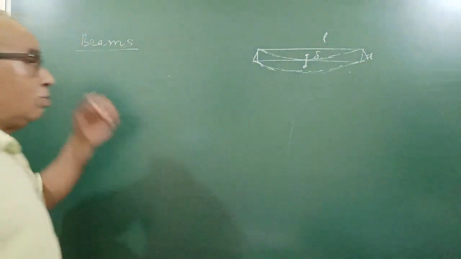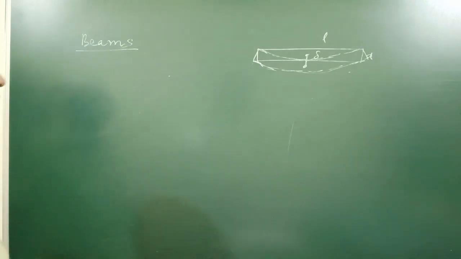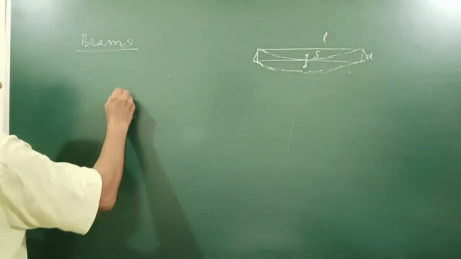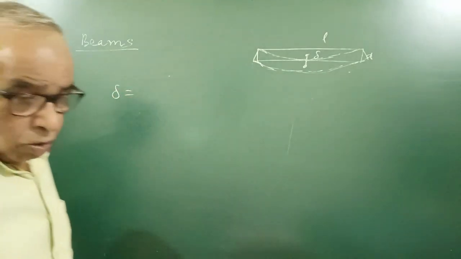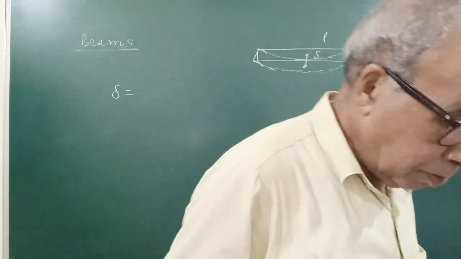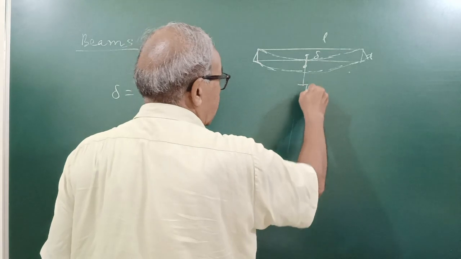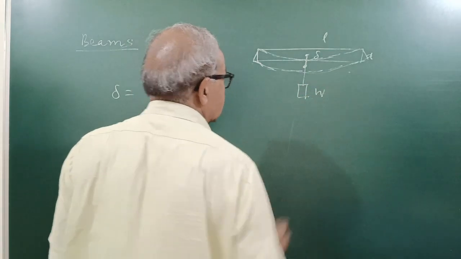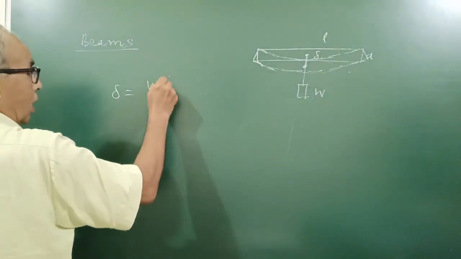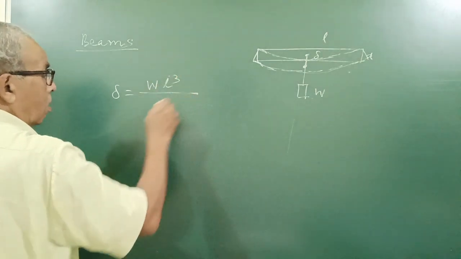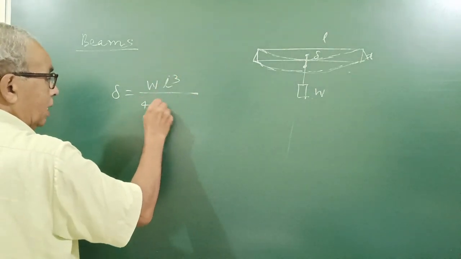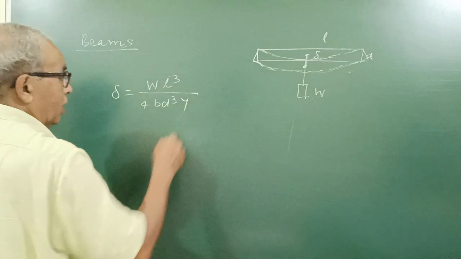So what to do? It has been calculated using calculus that this delta is equal to, let the weight suspended be W, WL cube upon 4BD cube into Y.